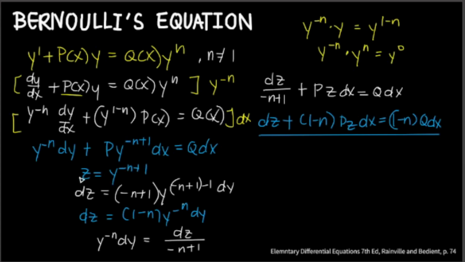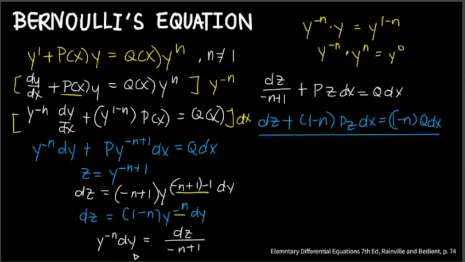Tapos, hanapin natin yung derivative ng z natin. That will just be, copy natin tong negative n plus 1, times y raised to negative n plus 1 minus 1. So, that's just the power rule. Y raised to negative n plus 1 minus 1, that is negative n, kasi 1 minus 1 is 0. So, negative n na lang yung tira sa power. Magiging siyang 1 minus n y raised to negative n dy.